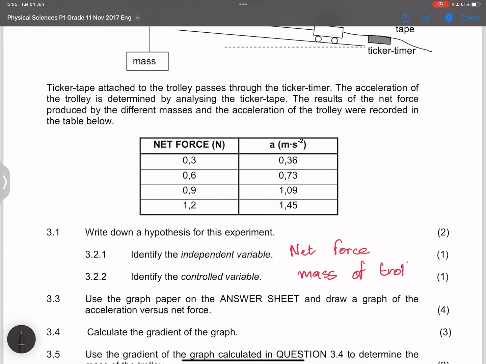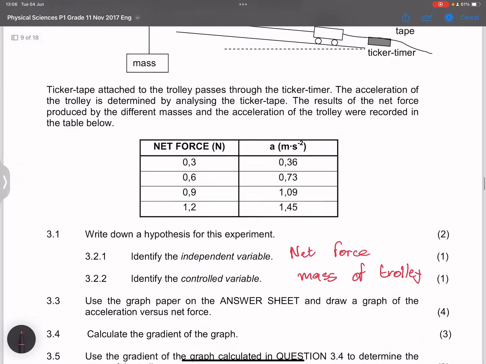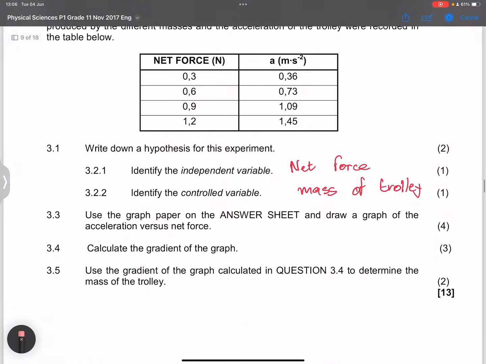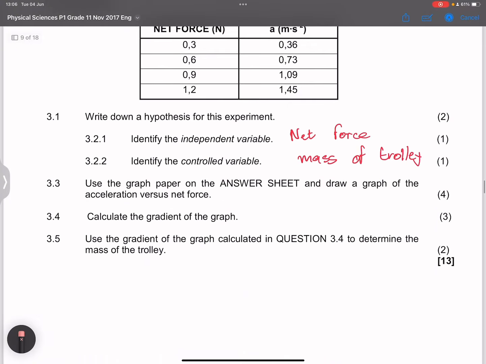Okay, right. We are changing the mass there, but that does not change the mass of the trolley, right? So the reason we are changing this mass is so that we can have a different pulling force here, so that it affects the net force. Right, and then now they say to us, use the graph paper on the answer sheet and draw a graph of the acceleration versus net force.